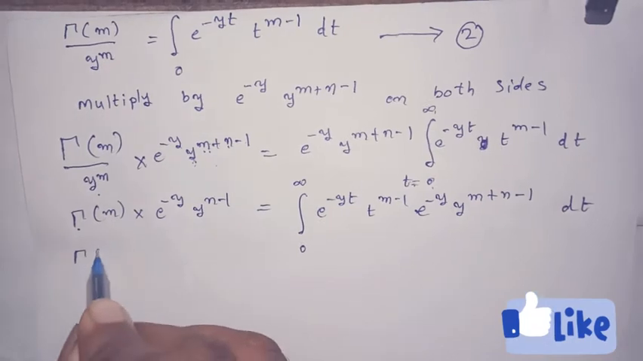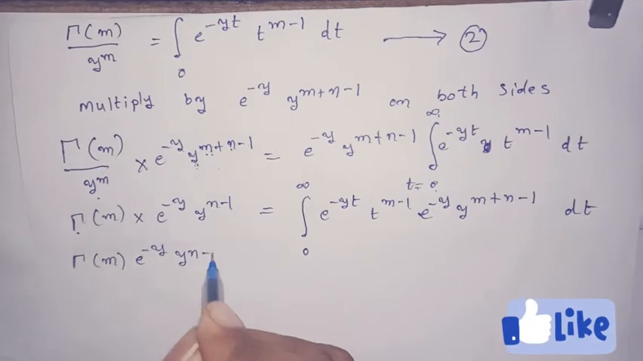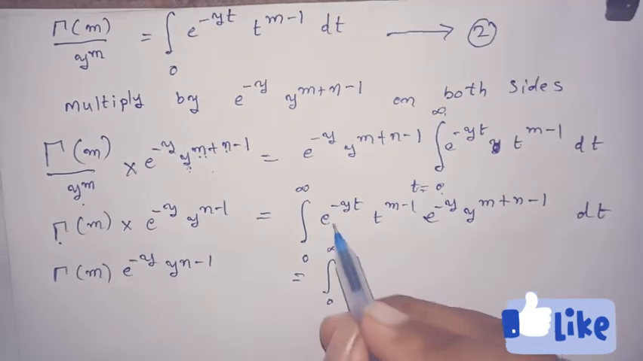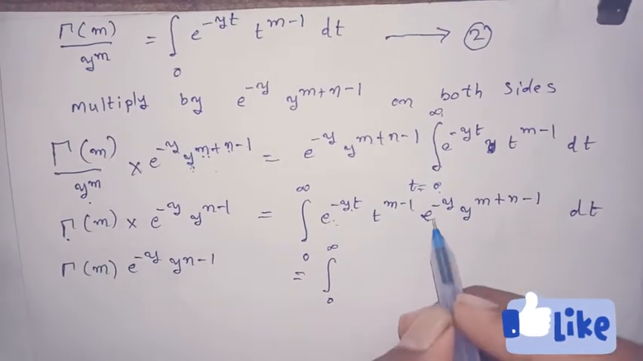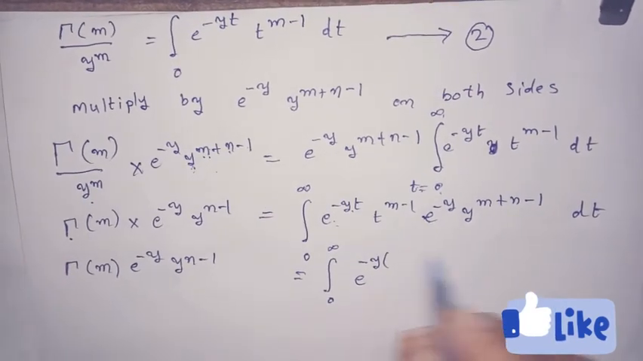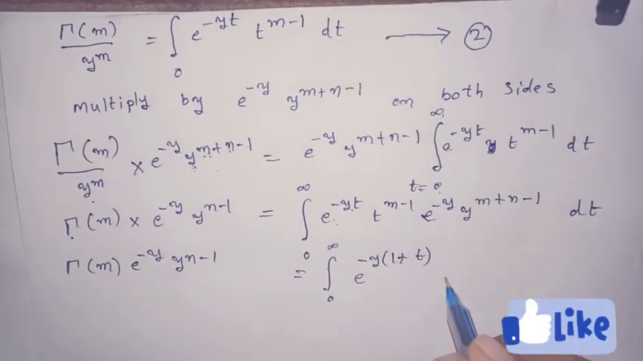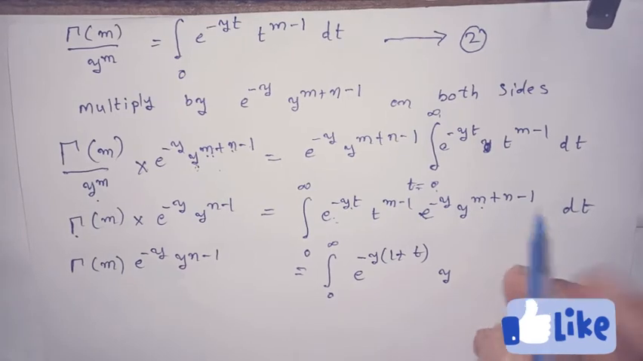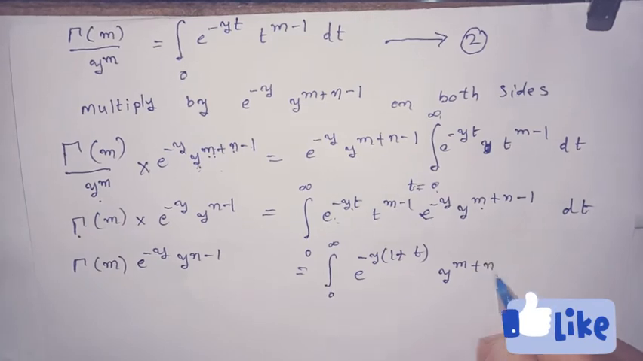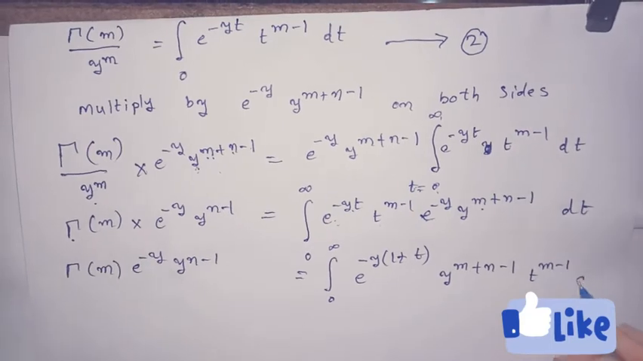Therefore gamma of m, e power of minus y, y power of n minus 1 is equal to the integral with the limit 0 to infinity e power of minus yt into e power of minus y. Bases are equal, have to add powers. Therefore e power of minus y is common, 1 plus t, okay, y power of m plus n minus 1, t power of m minus 1 dt.